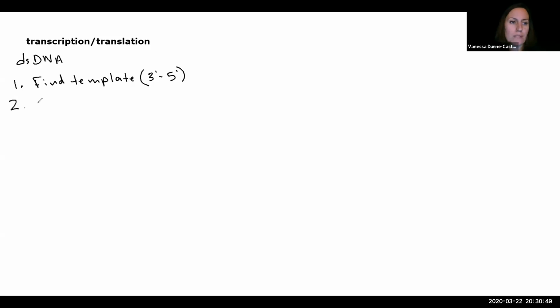Number two is transcribe. And don't forget the rule of binding that adenines in DNA will be complementary to uracils in RNA, right? So transcribe that whole strand. So now we're done with that first part, transcription. Number three, find the AUG start codon. Remember that translation does not begin until the first AUG is bound by that transfer RNA molecule.